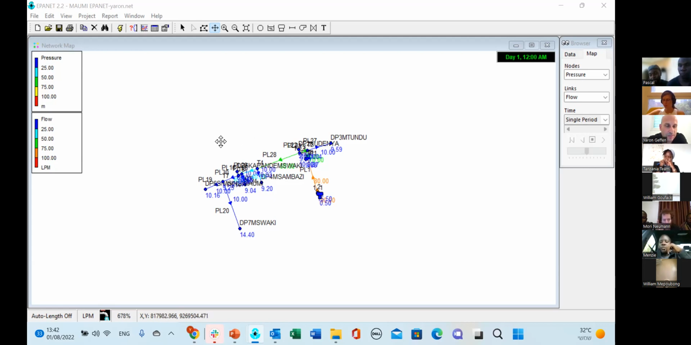Yaron, regarding that, I think our bare minimum should be 6 liters per minute, because that's about 3 minutes to fill a 20-liter jerry can. We don't want it taking more than 3 minutes. So I think about 6 should be the minimum. Yeah, I agree.